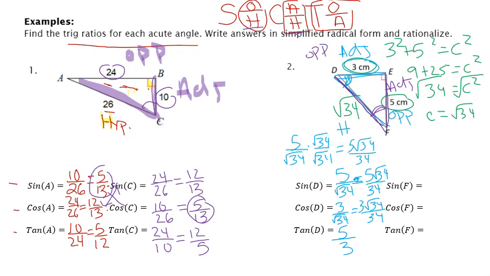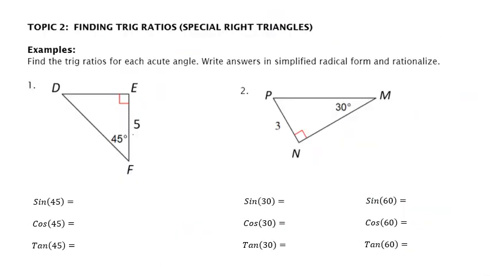So sine of F really ends up being the same as the cosine of D, right? So we end up getting 3 root 34 over 34, 5 root 34 over 34, and 3 over 5. And again, same process as before. In these last two examples, it's the same thing. This is going to lead to what we're going to do in the next couple of sections.